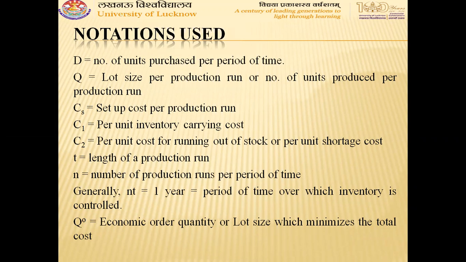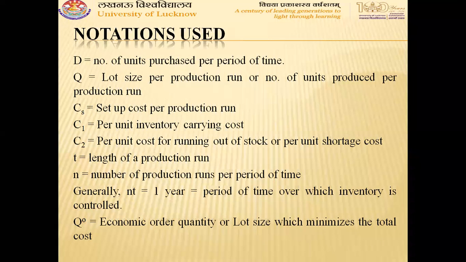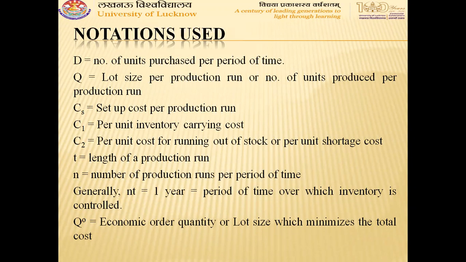T will be the length of one production run. N will be the number of production runs per period of time. So the period of time is taken as 1 year, and we can say N into T is equal to 1. Q naught is the economic order quantity or lot size that minimizes the total cost. Also, D is equal to N into Q.